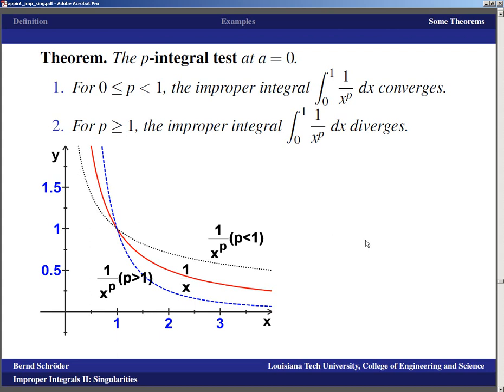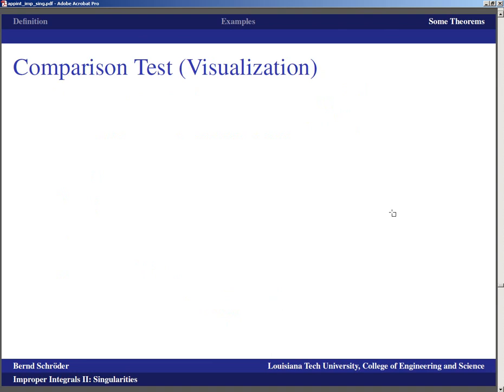If you want to have a symbolic way to work that out, go ahead and just solve the integrals. It's not that hard. In fact, with p being replaced by alpha or by alpha minus 1, we already did that for the gamma function. All right, the other thing that we have is the comparison test.